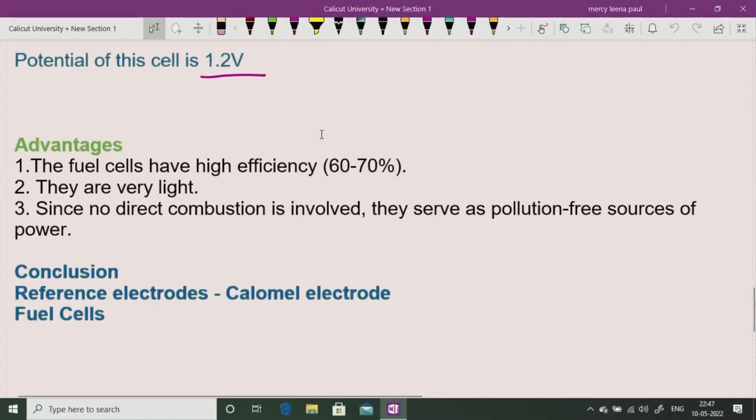Now, advantages of these fuel cells. Ordinary cells have an efficiency ranging from a maximum of about 60%. And fuel cells have very high efficiency of 60 to 70%. They are very light, as what we have is the hydrogen and oxygen gas, and it is very light. Since no direct combustion is involved, they serve as a pollution free source of energy. So, these are the main 3 advantages of fuel cells.